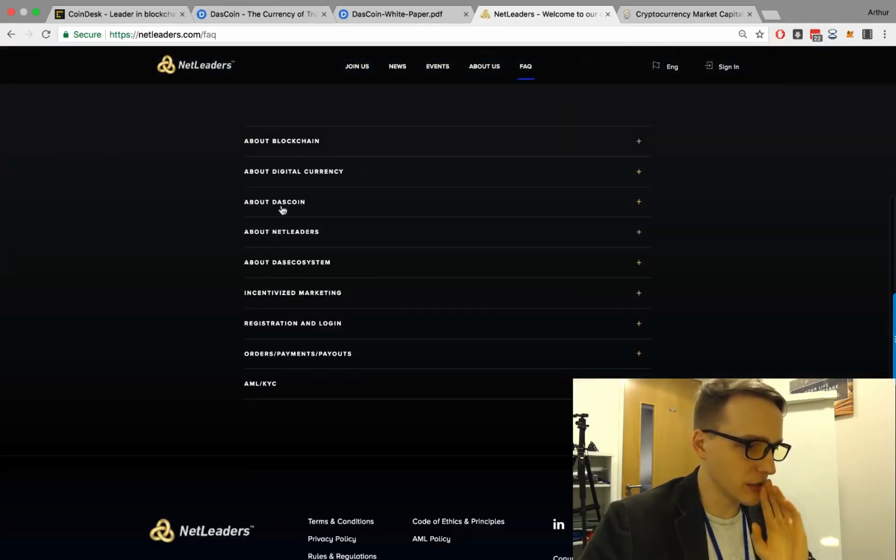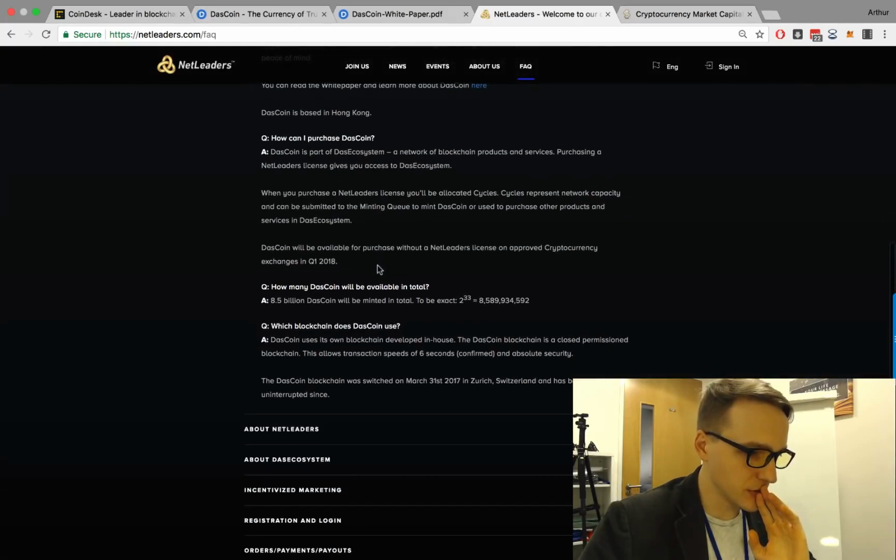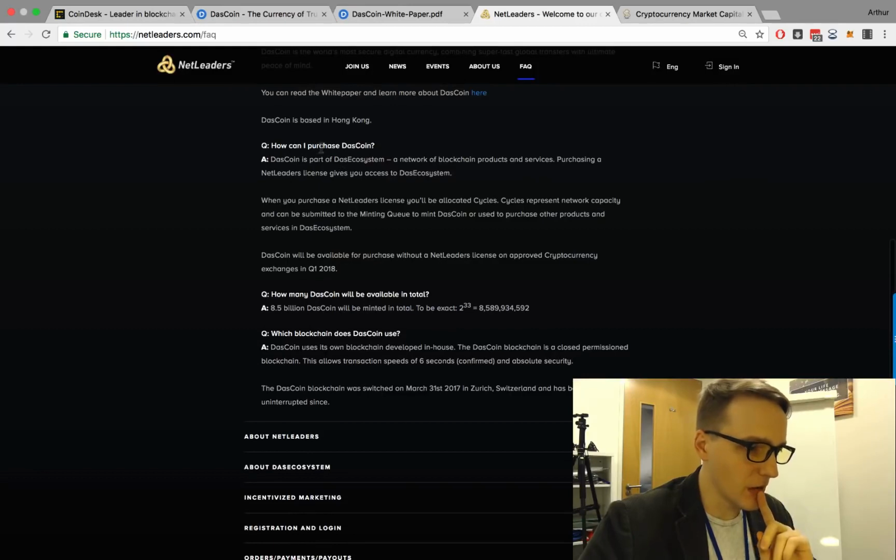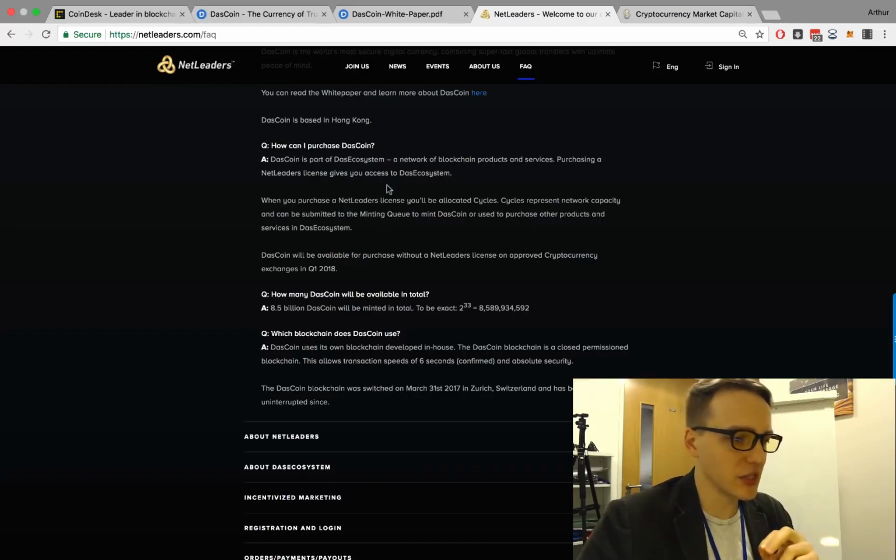So the about DasCoin, and we should see some mention about the cycles. There it is. How can I purchase DasCoin? DasCoin is part of the DAS ecosystem, a network of blockchain products and services. Purchasing a NetLeaders license gives you access to the DAS ecosystem. When you purchase a NetLeaders license, you will be allocated cycles. Cycles represent network capacity and can be submitted to the minting queue to mint DasCoin or used to purchase other products and services in the DAS ecosystem.